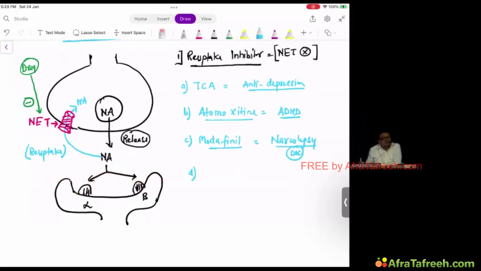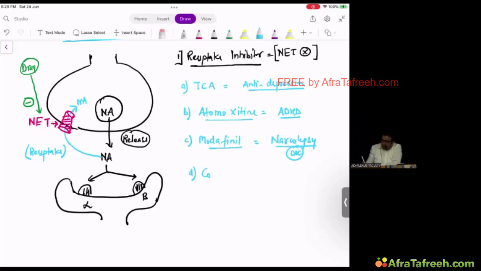It increases Na. When Na increases, you see, it's very simple. When Na is decreasing, you are feeling sleepy or active. Alpha 2 we have done now. Na was decreasing, so you are feeling sleepy, sedation. Now Na is increased, so you will feel active, less sedation. What is narcolepsy? Excessive sleep. So modafinil increases Na, sleep goes away.